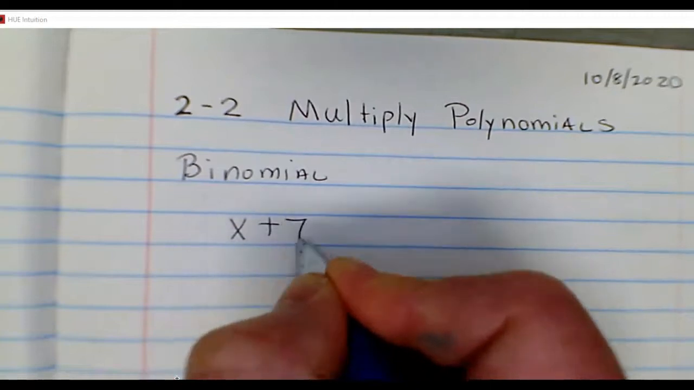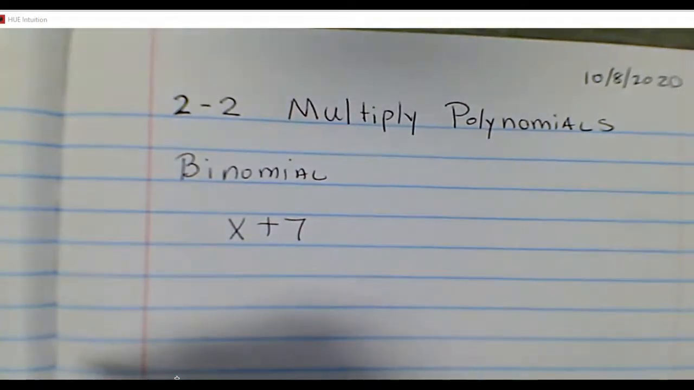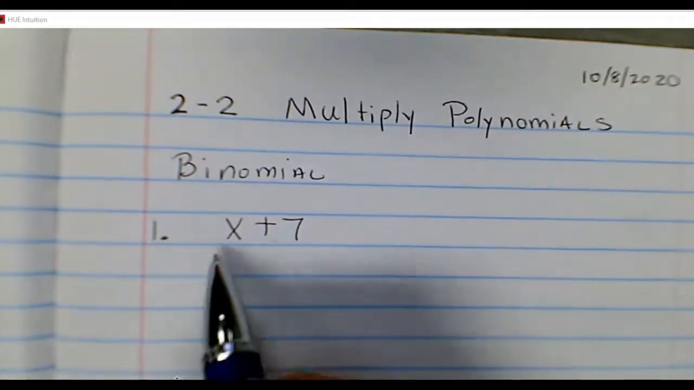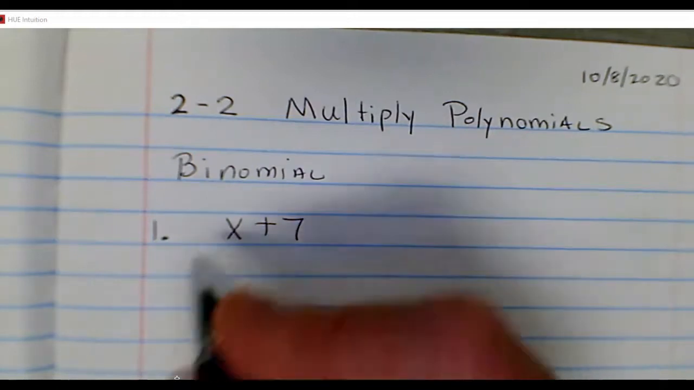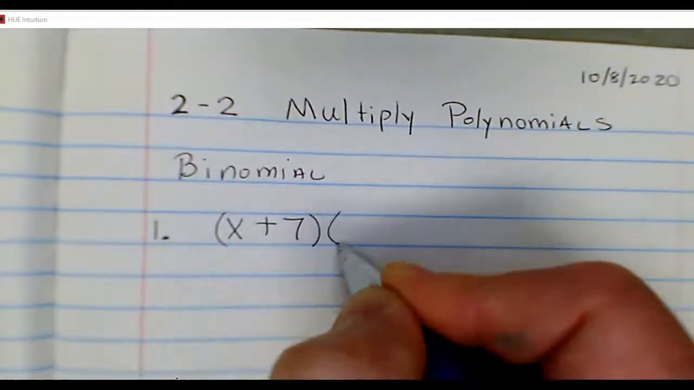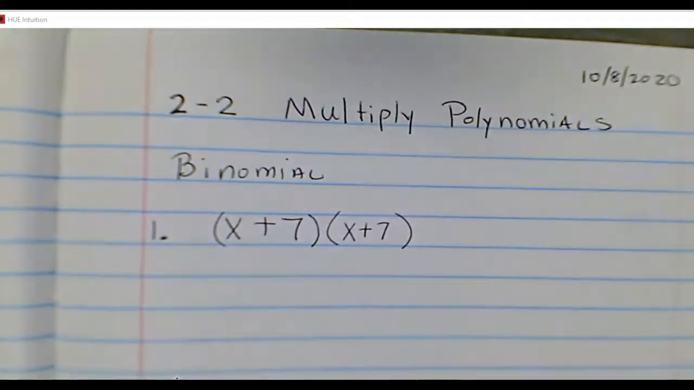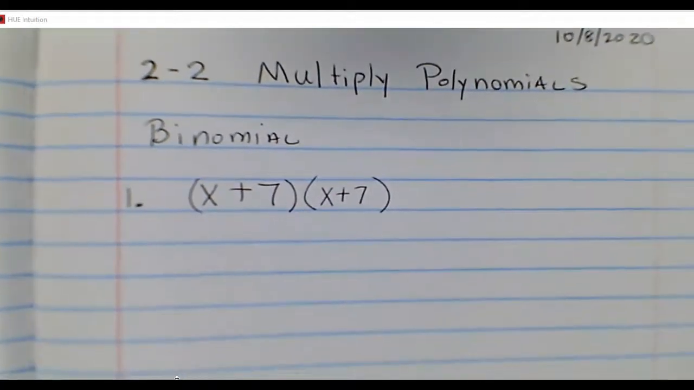We're going to multiply binomials. This is fairly simple, but it is a binomial. Do you know when it's a binomial? See the two parts? And so we're going to multiply a binomial times another binomial. There are several different methods to do this.